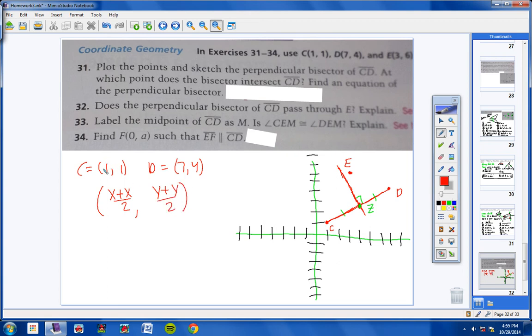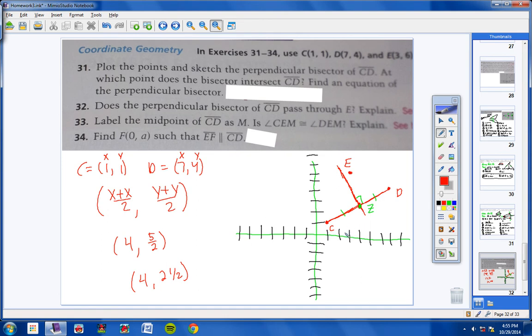So, X plus X, 1 plus 7 would be 8. Here's your X. 1 plus 7 is 8. Divided by 2 would be 4. Then here's your Y right here. So we have y plus y, 1 plus 4 would be 5. 5 divided by 2 would be 5 over 2. So there's your midpoint. And another way to write that, students, would be 4 comma 2.5, because 5 over 2 is 2.5. Now let's see if that makes sense, okay?